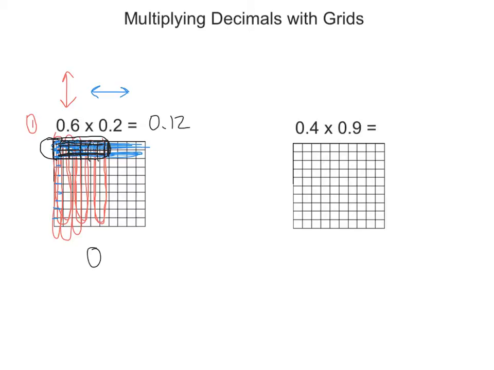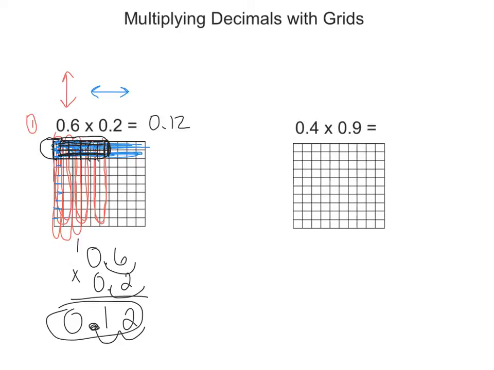And I can check my answer by doing the multiplication algorithm. I know 2 times 6 is 12. 2 times 0 is 0, plus 1 is 1. And there are 2 numbers behind a decimal in the problem. So my answer is 0 and 12/100ths. So to make sure I get the correct answer using the grids, I need to only count the squares that had both red and blue shading.